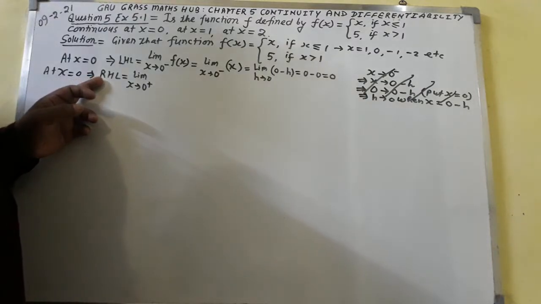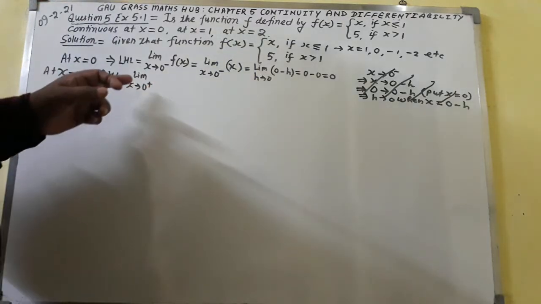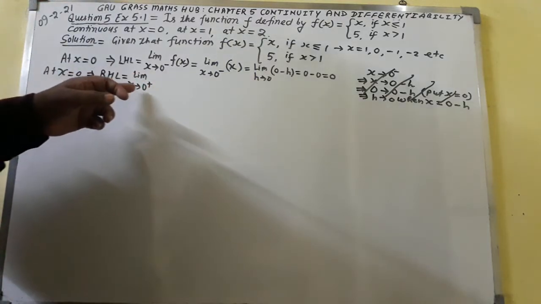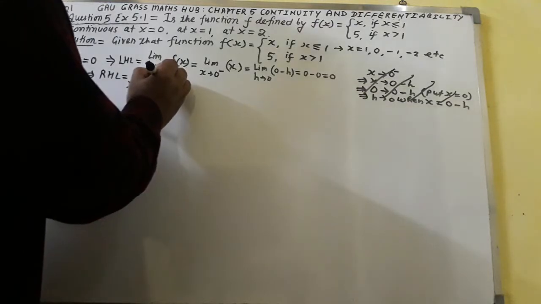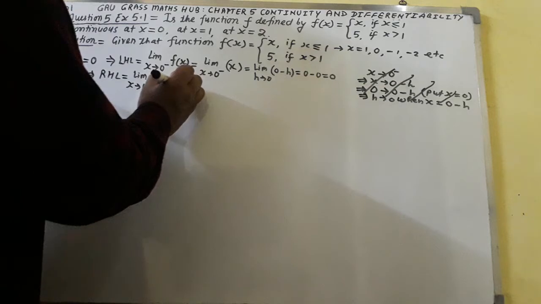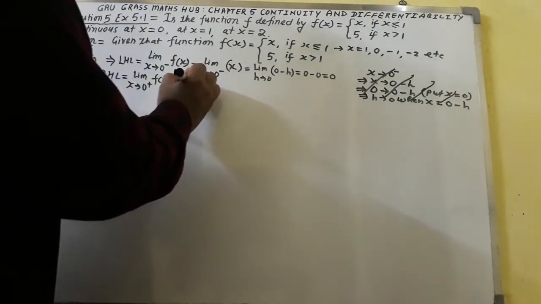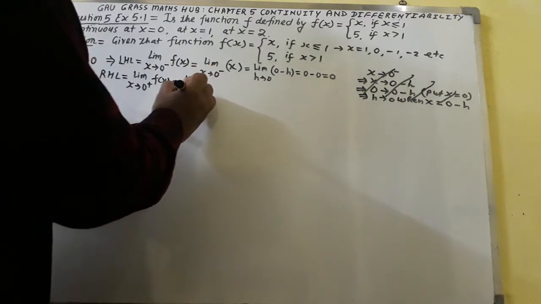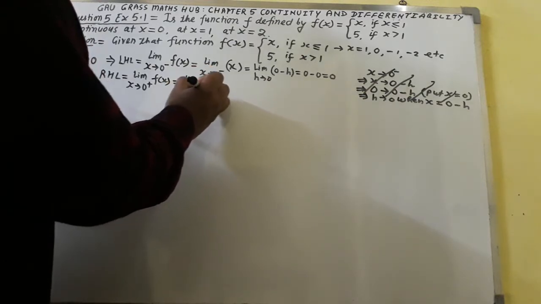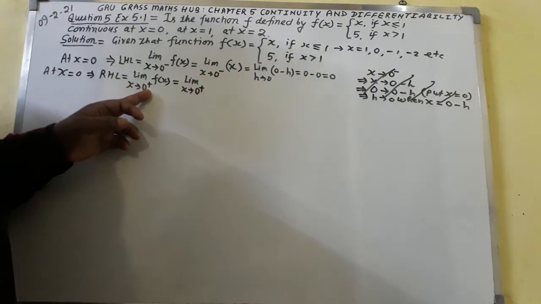Since right is written here, a positive sign will be taken. So here I can say right hand limit, x tends to 0 positive, f of x equals lim x tends to 0 positive. Here you can see x tends to 0 positive.